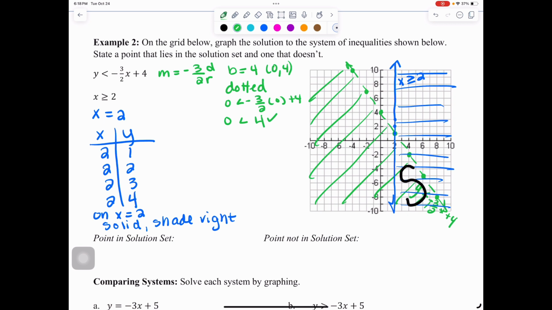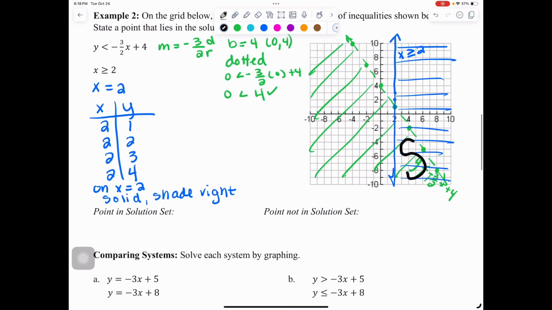And then we want to identify a point that's in the solution set and a point that's not in the solution set. So a point that would be in the solution set is easy to pick if you kind of go to the clearly crisscross area. So I'm going to pick coordinate 4, negative 5. It's right here. 4, negative 5, it is definitely in the solution set.